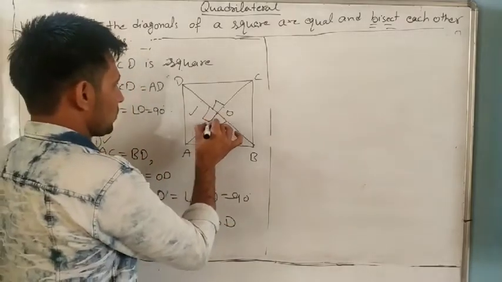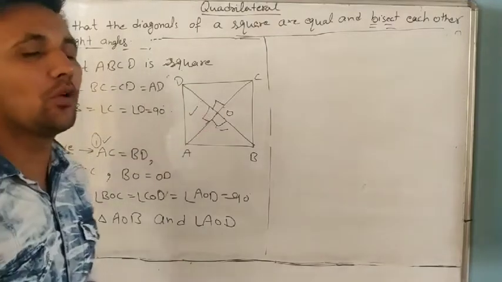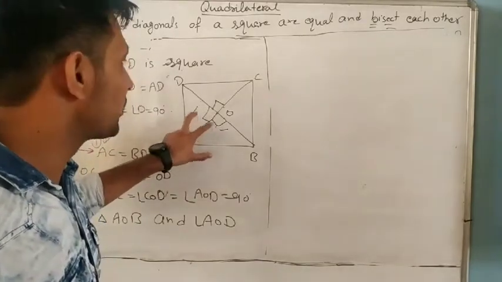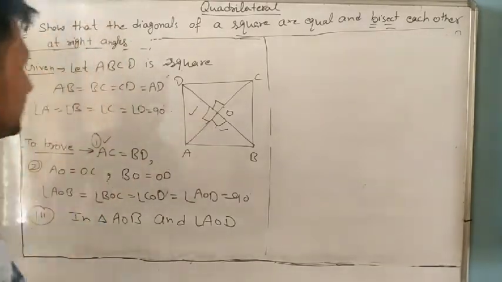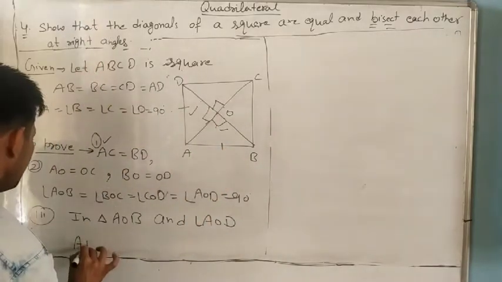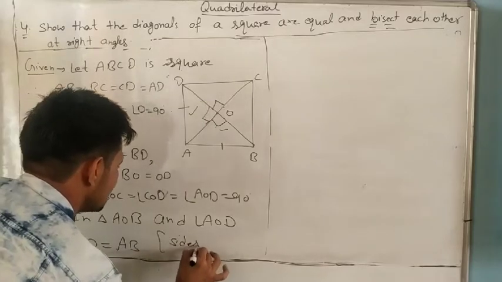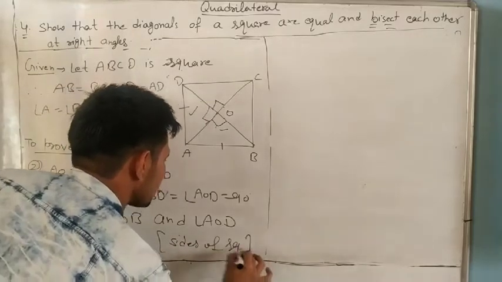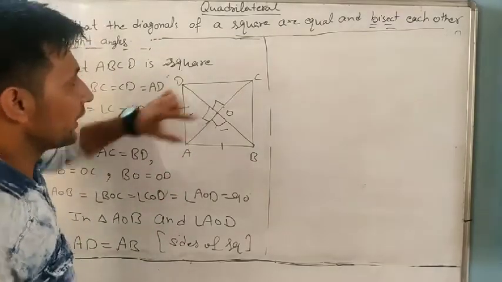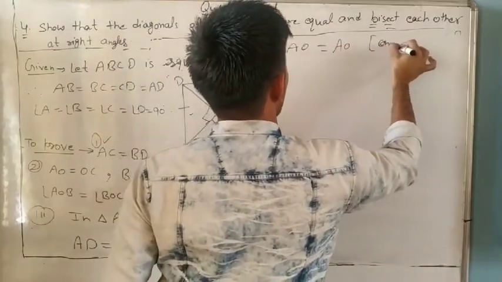We will first prove that these two angles are equal. How can you say that? How will you say that? Angles are equal. So we have to prove that these two triangles are congruent. First, AD equal to AB. Why? Sides of a square. Next, AO is common. AO equal to AO, common.